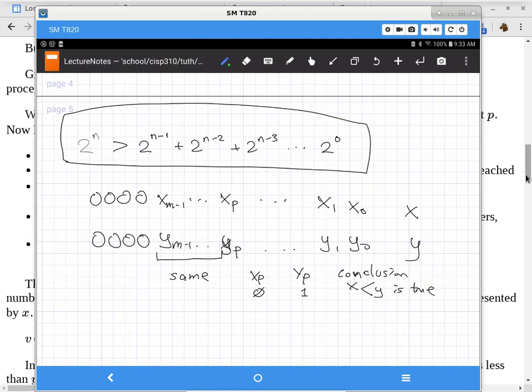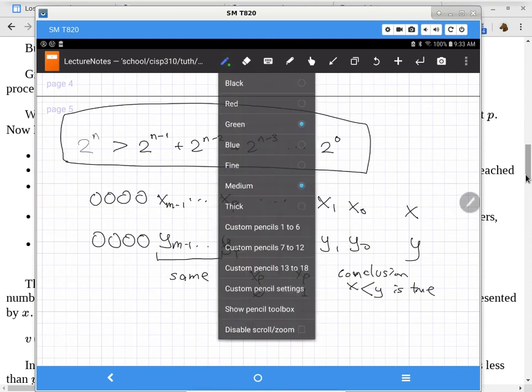The next one is, what if xp is a 1 and yp is a 0? Then we can already conclude that x is less than y is false. Now, how can I make that conclusion?